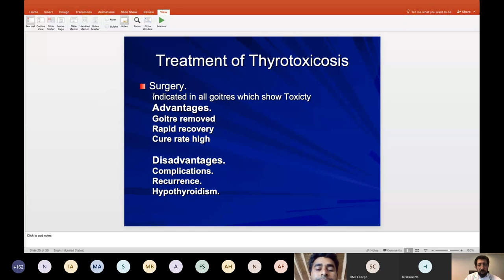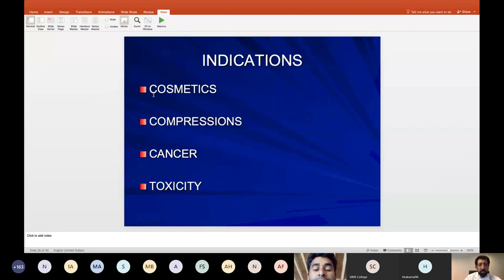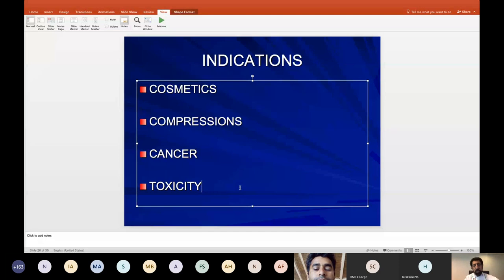We'll come down to the surgical aspects of the management, but as I told you, the indications for surgery in a goiter are: cosmetic, number one. If it is having compressive features, it is number two. It's malignancy, number three, and toxicity is the last part. Remember, it is a medical disease. It has to be taken care of medically first, and only a few of the patients who have toxicity, especially a toxic adenoma or a toxic multinodular goiter, would require surgery. So we'll continue with this in the next lecture. We'll talk about the thyroid malignancies and then finally the thyroid surgeries. Thank you.